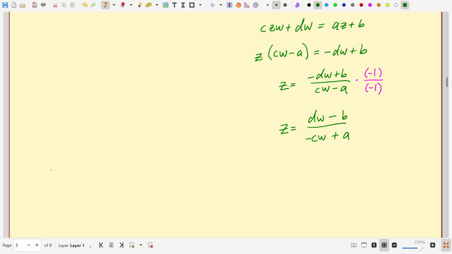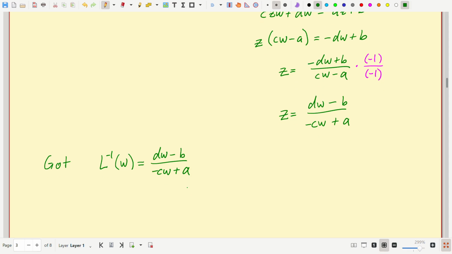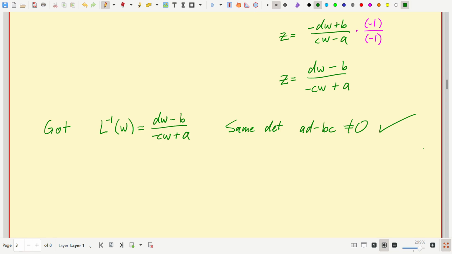I got the inverse of W is the Z, and it's equal to DW minus B over minus CW plus A. And of course that has the same determinant, AD minus BC. That's nice to know. So it's an LFT also because that determinant is non-zero.